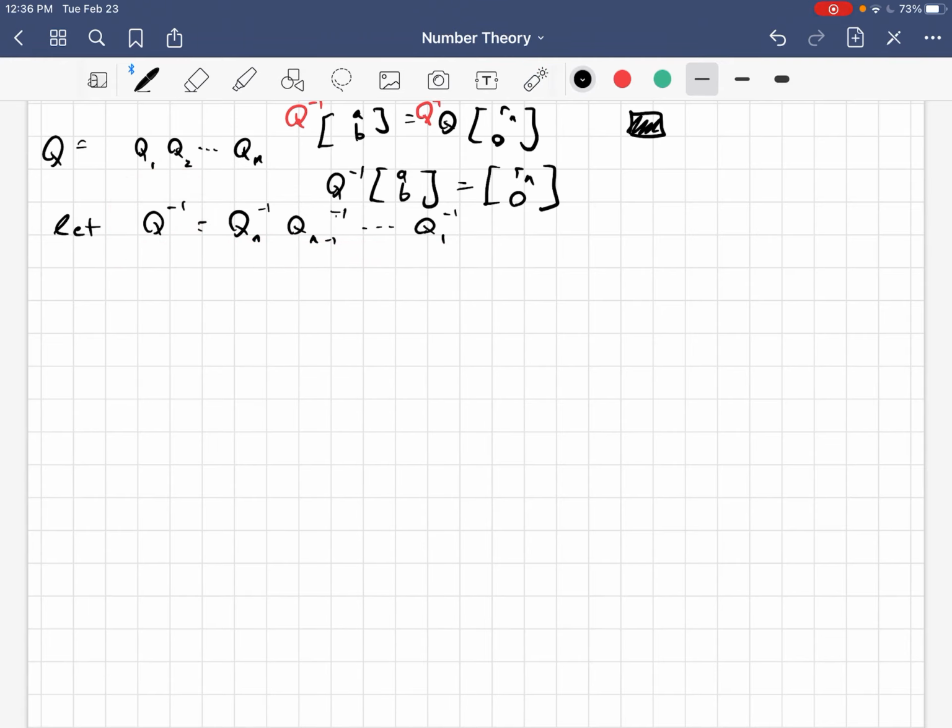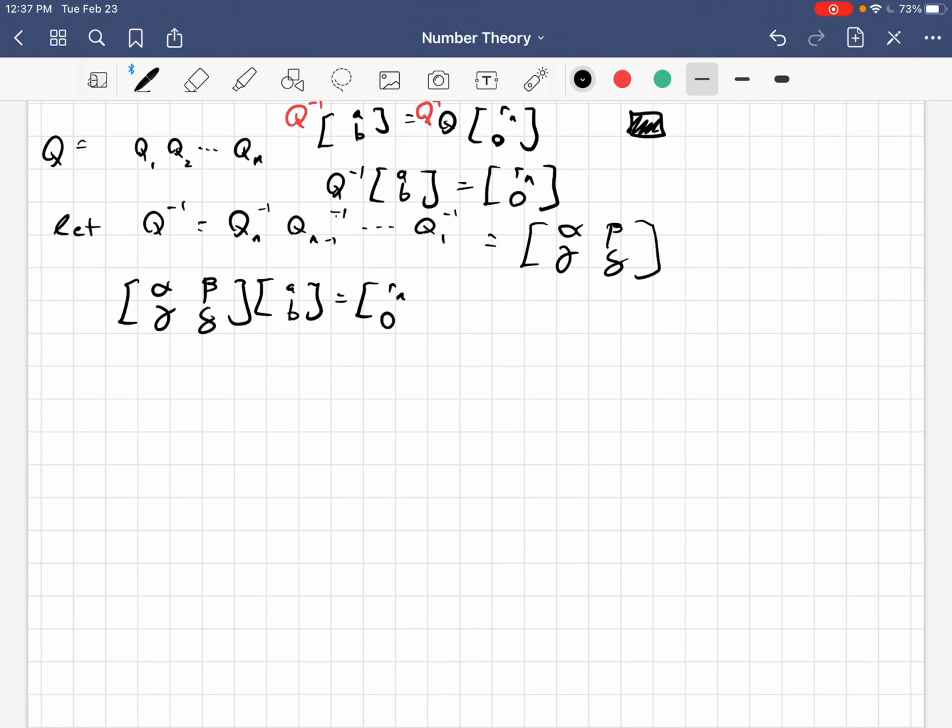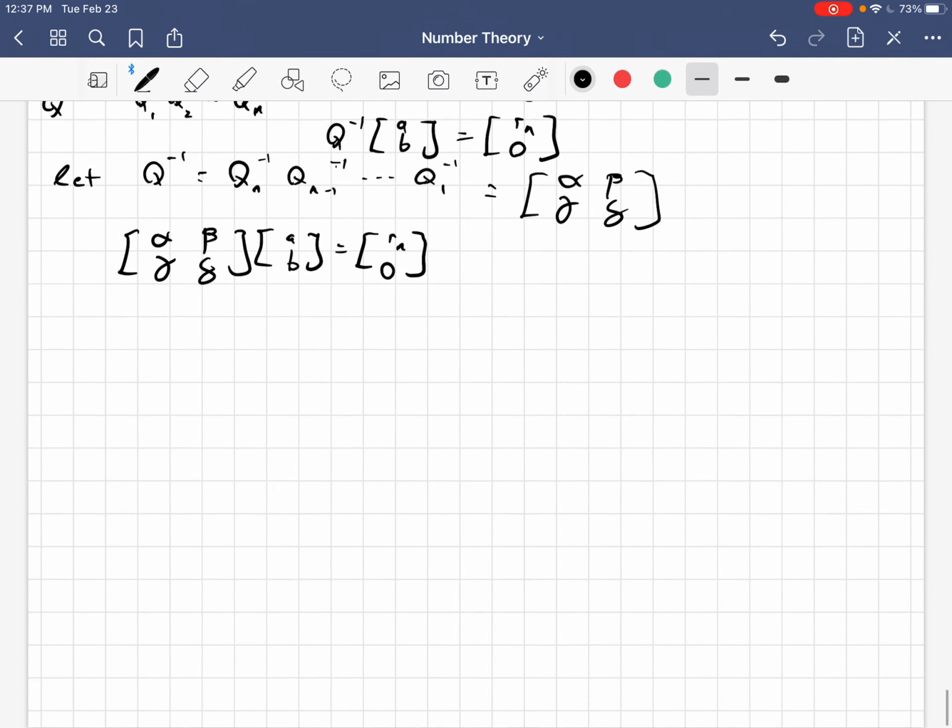But if, after we do this matrix multiplication, we're going to get another matrix. It's going to be Q inverse. If we let that matrix be equal to, say, alpha, beta, gamma, and delta, because I'm fluent in the Greek alphabet. No, not really. If we let that be that matrix, then we would say that alpha, beta, gamma, delta times AB is equal to R sub n, 0.